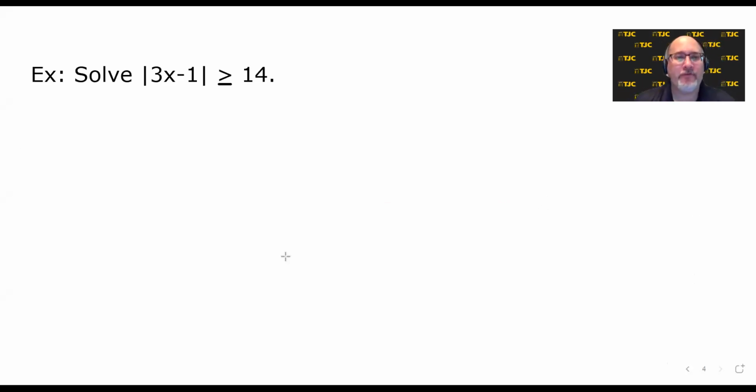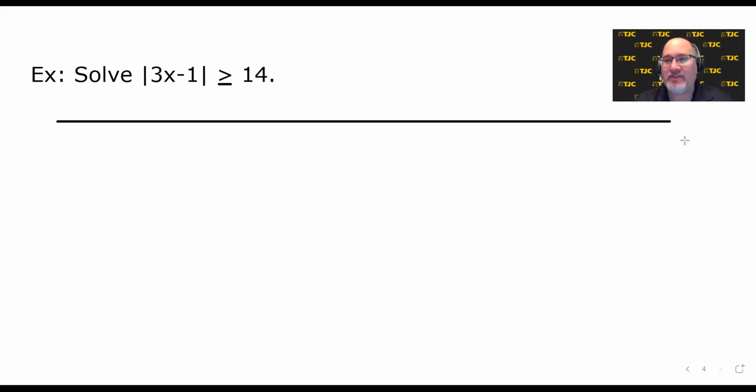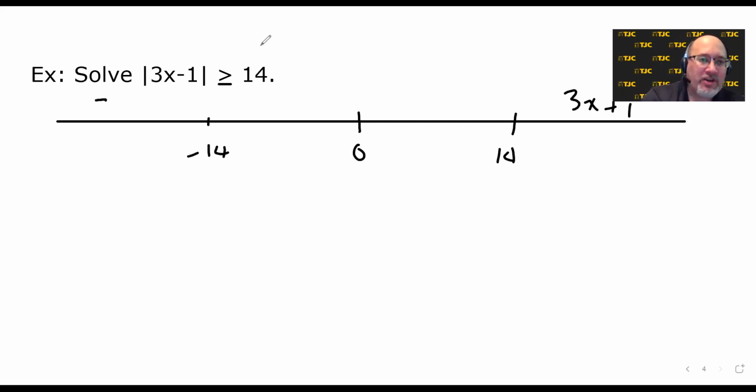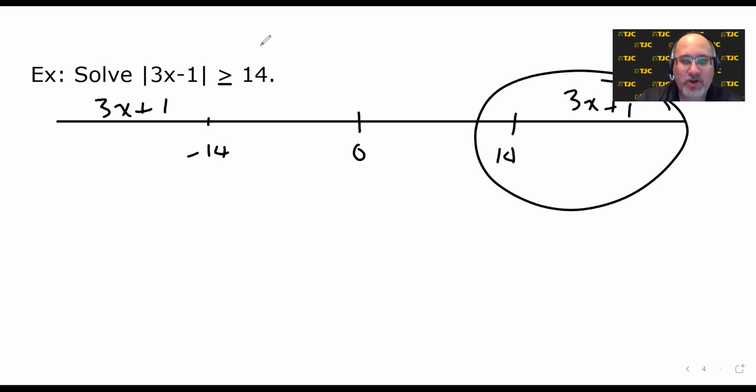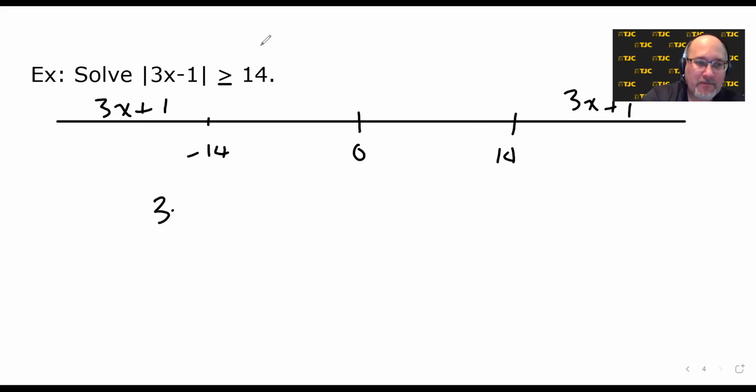Well, just a reminder for the visual, what we're saying is that the expression 3x minus 1 is at least 14 spaces away from 0, which means 3x minus 1 has to live over here to the right of 14, or it has to live to the left of negative 14. So we can just write an inequality for each of those visual relationships. For the one on the right, that means 3x minus 1 is greater than or equal to 14, which is kind of funny that I'm writing it first, which puts it on the left. But I like writing this one first.